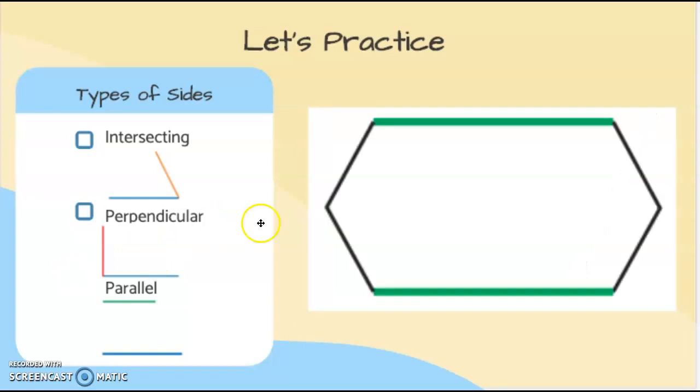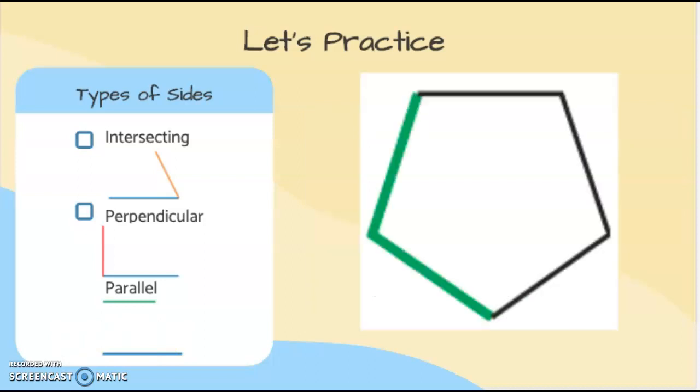Let's look at this shape. It has 1, 2, 3, 4, 5, 6 sides. A six-sided polygon is a hexagon. Now let's think. Are the lines intersecting, perpendicular, or parallel? If you said parallel, you are correct. These lines never touch, never cross, and do not form an angle. They are parallel.